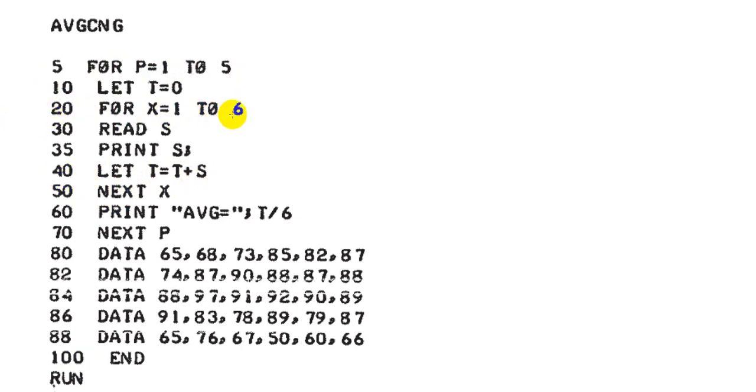20, for x equals 1, 2, 2, 6, 3, read s, 35, print s. Print s, comma, for 40 just like we said, given by the let command here, t equal to t plus s, which is pretty much the equation.